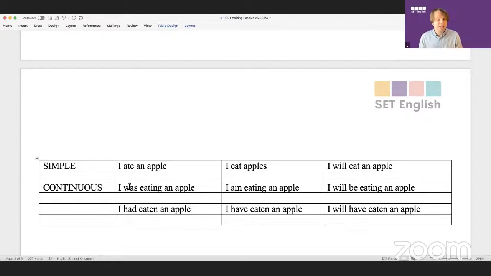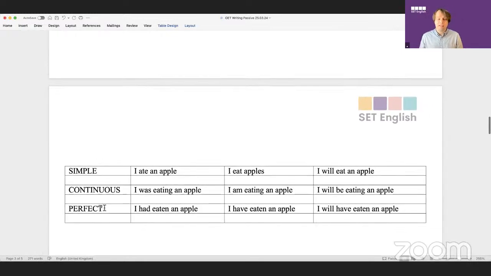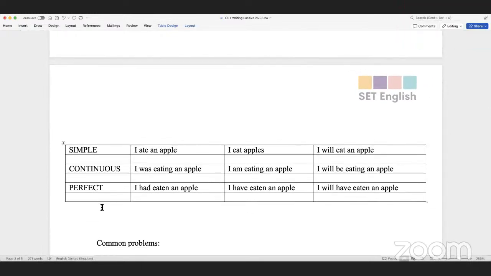Okay, so we have past, we have present, and we have future. What's this one? I had eaten an apple. I have eaten an apple. I will have eaten an apple. Present perfect. Past perfect. Is there anything missing? What's missing? Present perfect continuous.